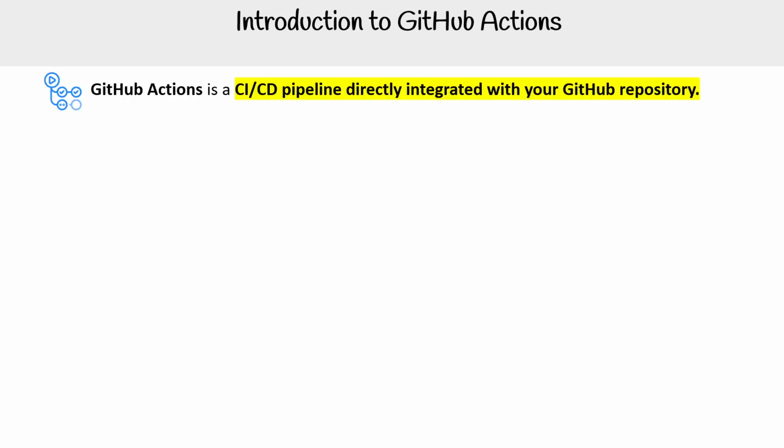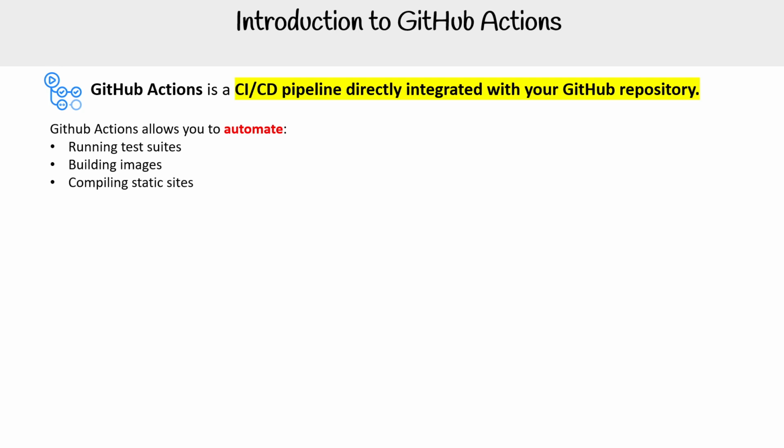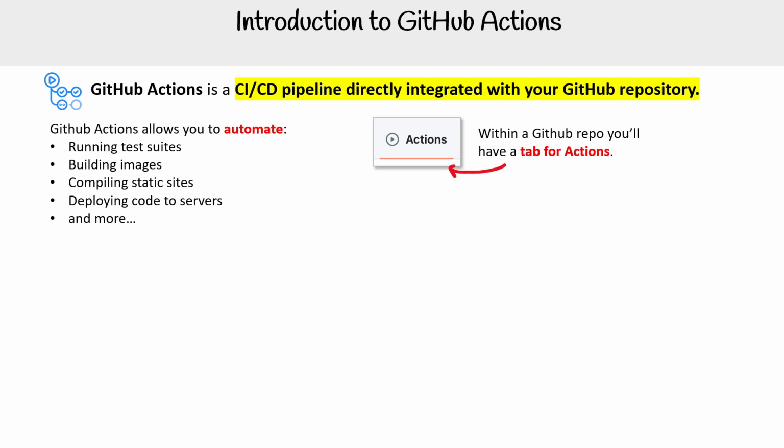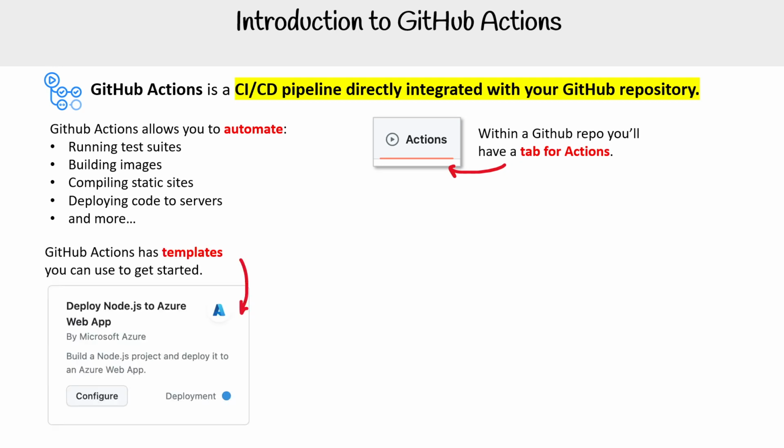Well, let's take a look at GitHub Actions, which is a CI/CD pipeline directly integrated with GitHub repos. GitHub Actions allows you to automate running test suites, building images, specifically Docker images, compiling static sites, deploying code to servers, and more. And we can access this all through the Actions tab in your GitHub repo.